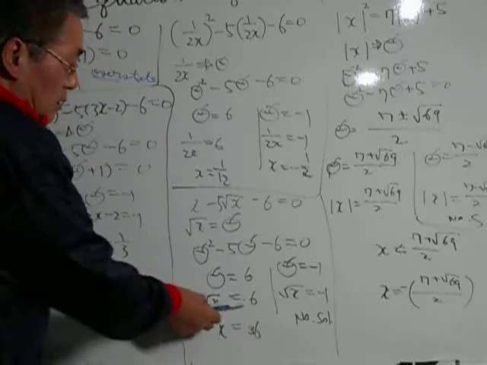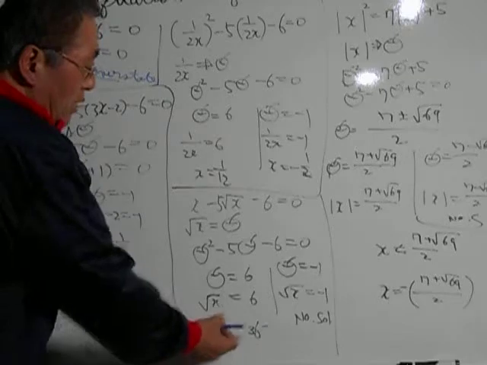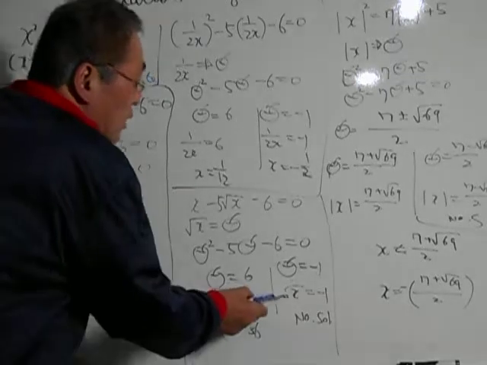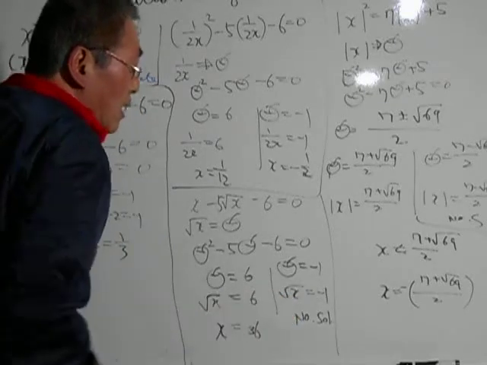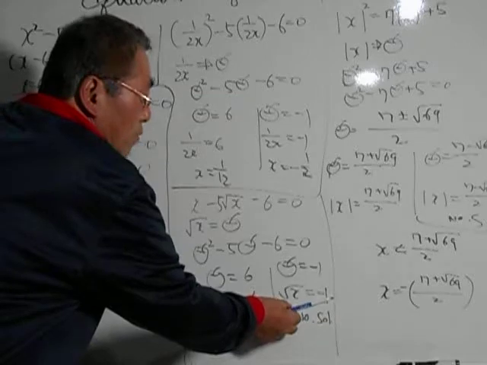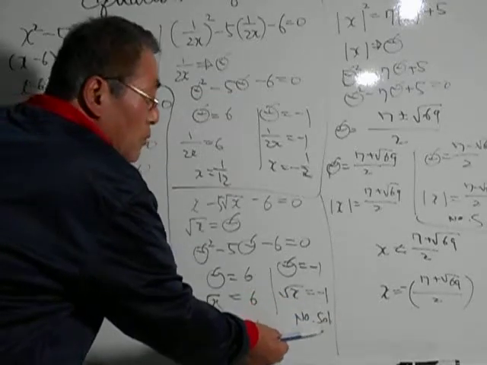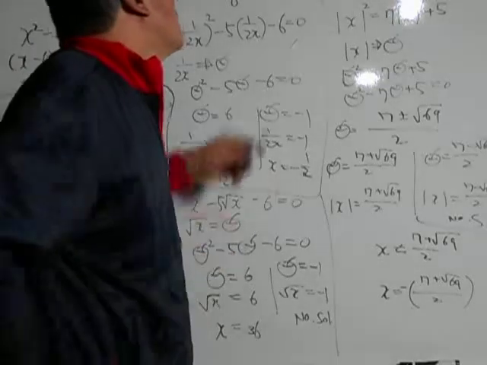Root x equals 6. Square each side. Make x equal 36. This one, root x is minus 1. Make sure a root value is always positive. So minus 1, you cannot solve, no solution. Okay? And this one is number 2.